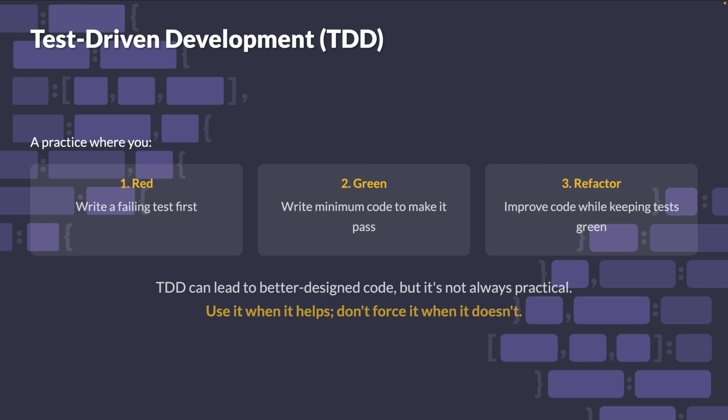You might have heard of test-driven development, or TDD. This is a practice where you first write a failing test, then next you write the minimum code to make it pass, and then finally you refactor the code while keeping your tests green. Green means they're passing. So TDD can lead to better designed code, but it's not always practical. Use it when it helps, but don't force it when it doesn't.